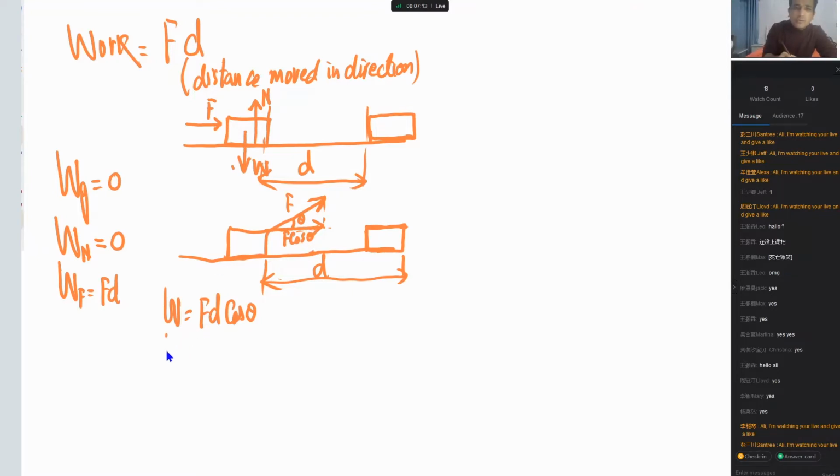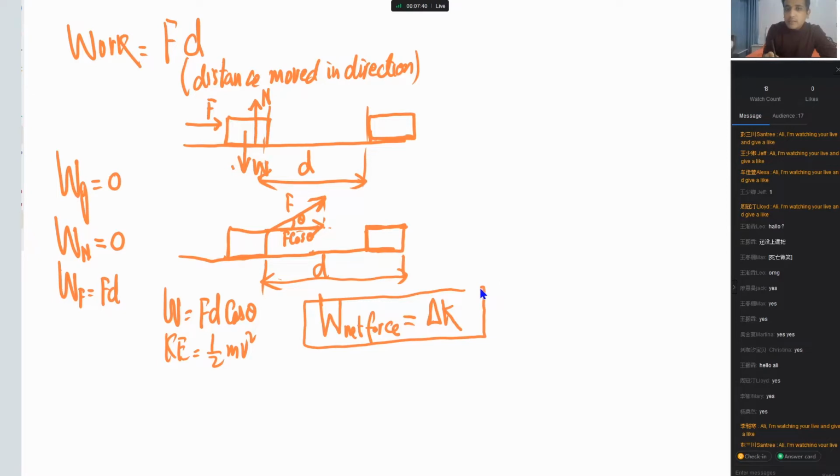And for the rest, for example, kinetic energy is 1/2 mv squared, and you need to understand net work done, work done by net force. How can we calculate that? Work done by net force is equal to change in kinetic energy, meaning if you add the work done by all the forces, that has to be equal to change in kinetic energy.